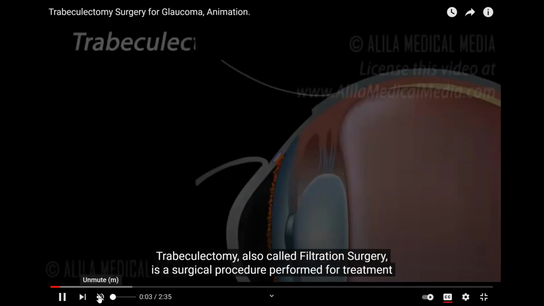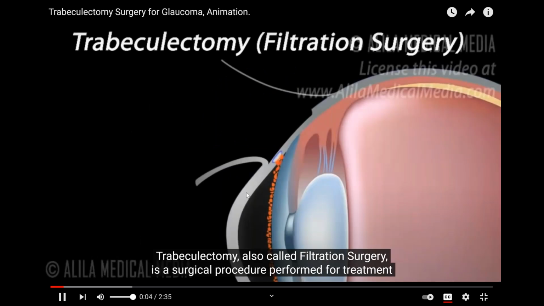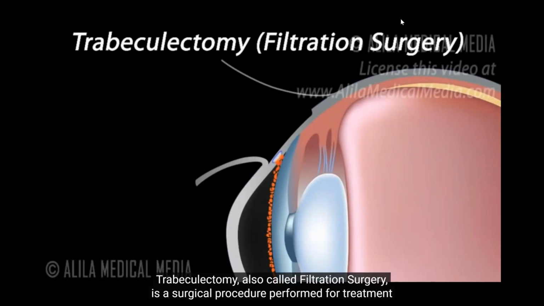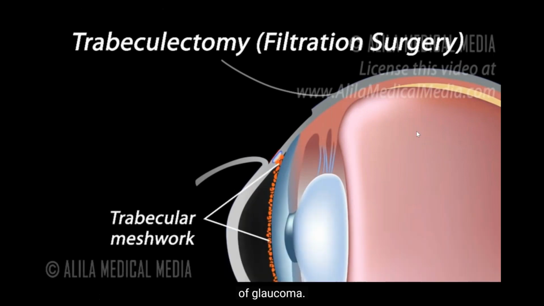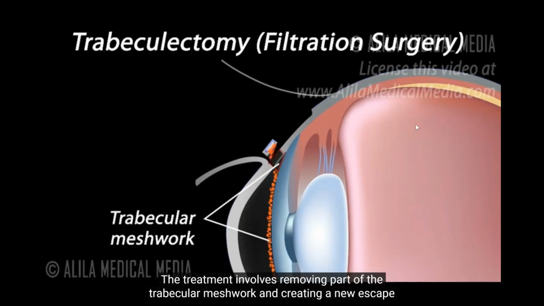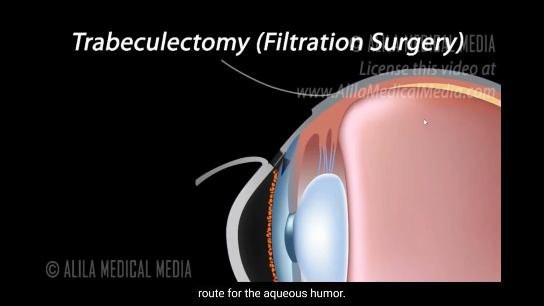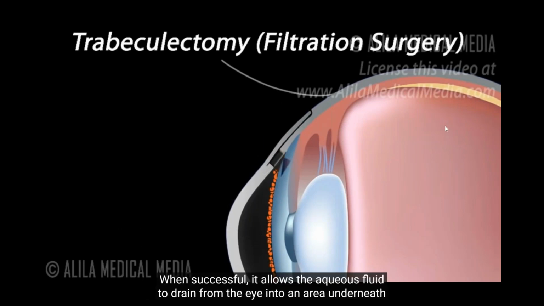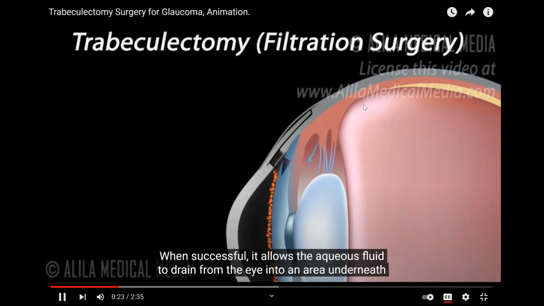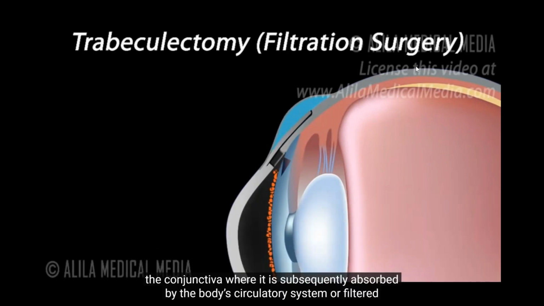Just listen to this carefully. Trabeculectomy, also called filtration surgery, is a surgical procedure performed for treatment of glaucoma. The treatment is removing part of the trabecular meshwork and creating a new escape route for the aqueous humor. When successful, it allows the aqueous fluid to drain from an area underneath the conjunctiva, where it is subsequently absorbed by the body's circulatory system or filtered into tears.